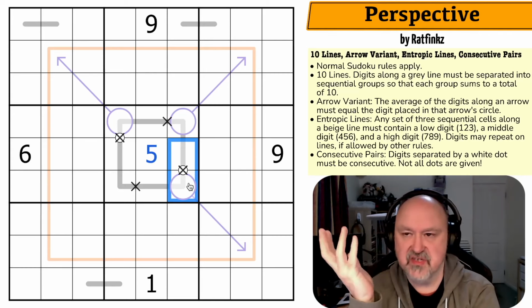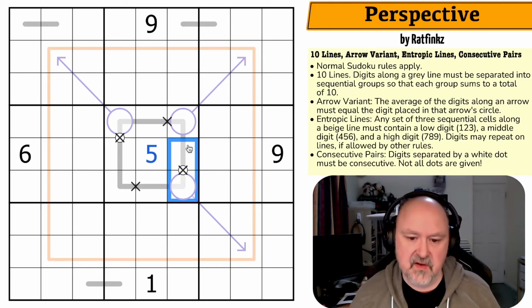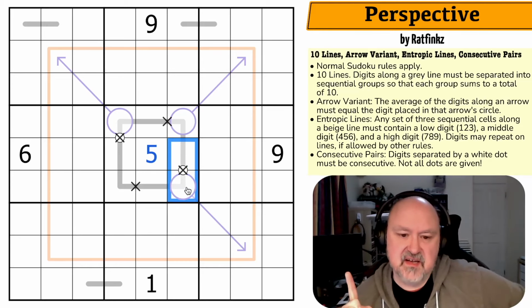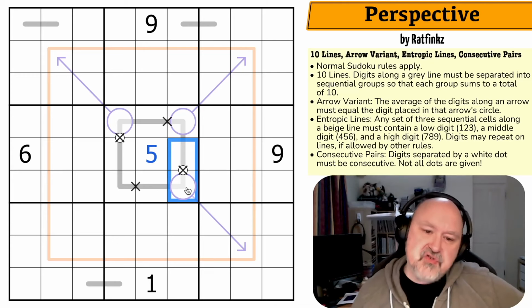6 and 7 is 13. I can't use two low digits. 3 and 4 is only 7. So I must use a high and a low digit. But these are consecutive, and the only way I can get two consecutive digits is if they're the same high-low. And the same is true here.